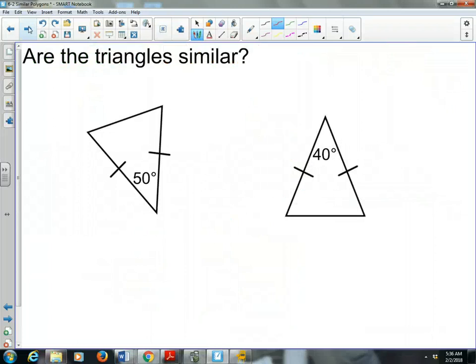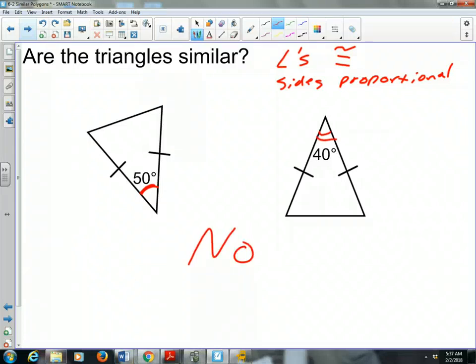Going to ask ourselves the question, are these triangles similar? Well, for them to be similar, two things have to happen. The corresponding angles have to be congruent, and the corresponding sides must be proportional. Well, if we look at these, are the corresponding angles congruent? The angle that is the vertex angle of this isosceles triangle is 50. So for it to be a similar polygon, the vertex angle has to be 50. Is it 50 on the next one? Absolutely not. These two are not similar.